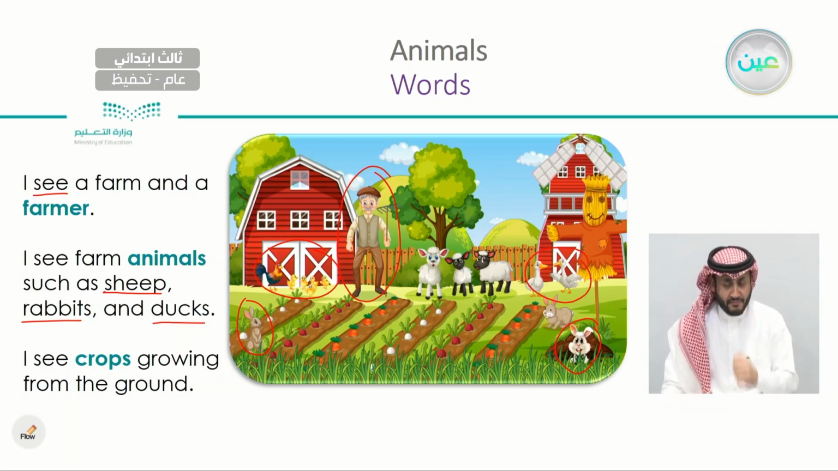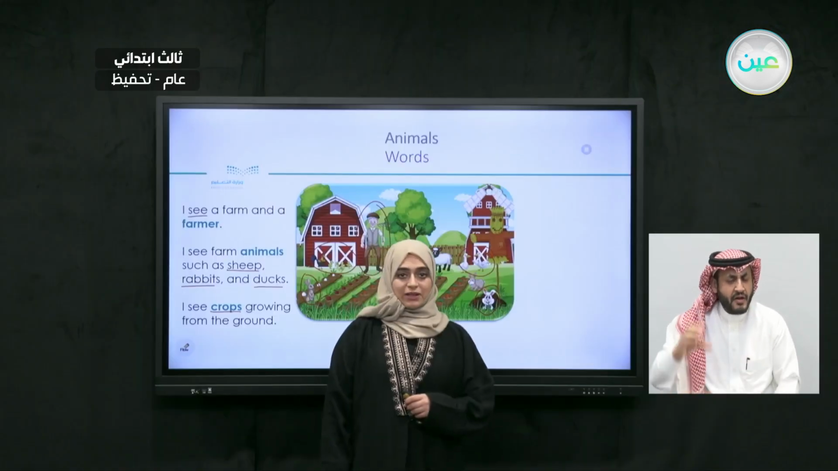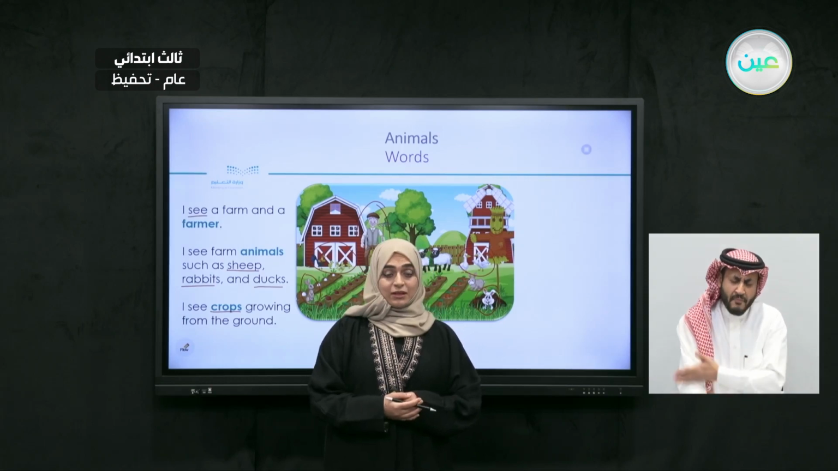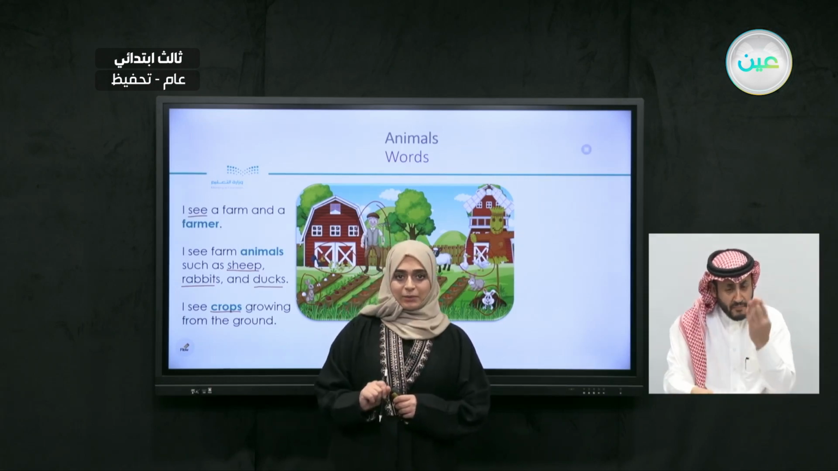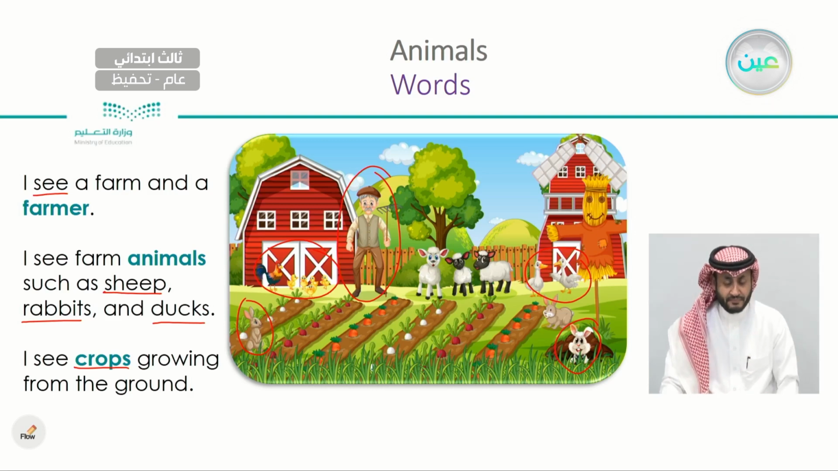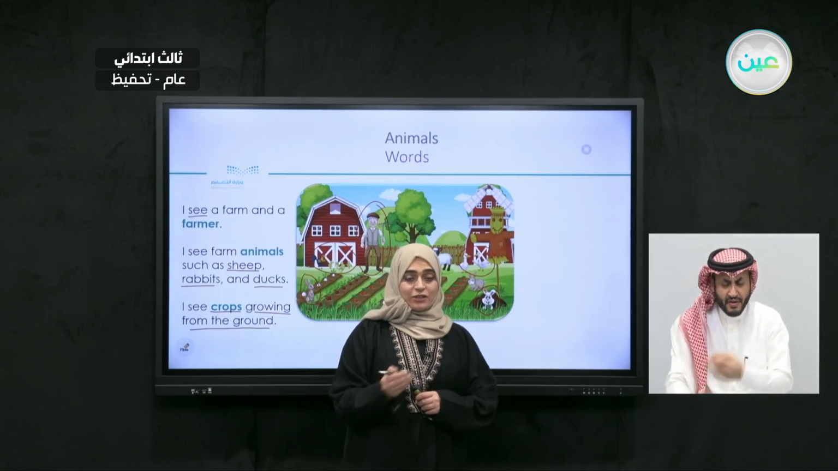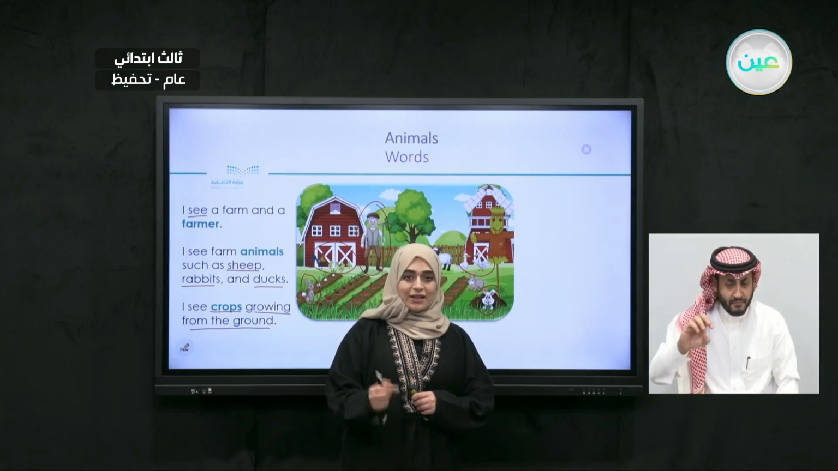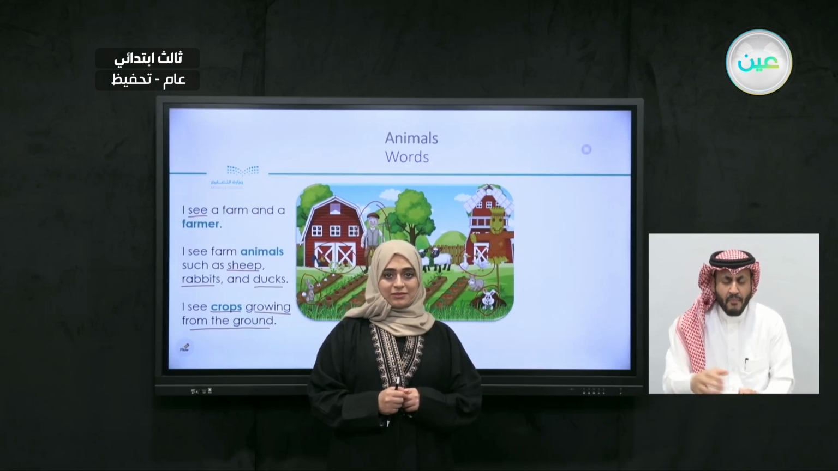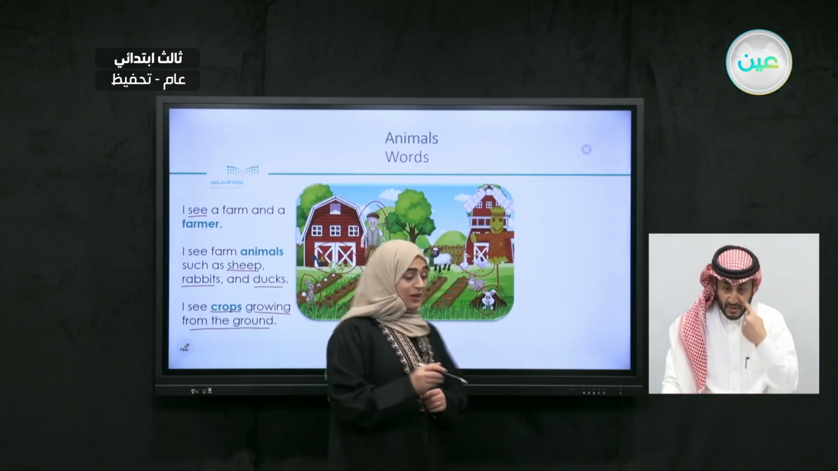I see crops growing from the ground. Look at the picture real closely. I don't know what the word crops mean. Can you help me? Let's read the sentence again. Maybe the sentence can help us. It says here, I see crops growing from the ground. Maybe the rest of the sentence can help us understand what the word crops mean, right? What is growing from the ground? Yes, you can see the green grass.